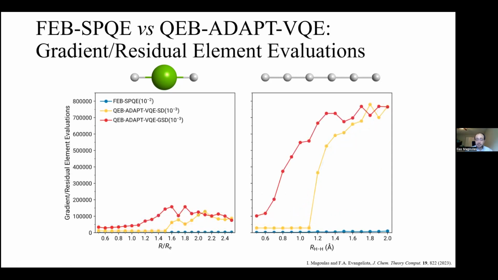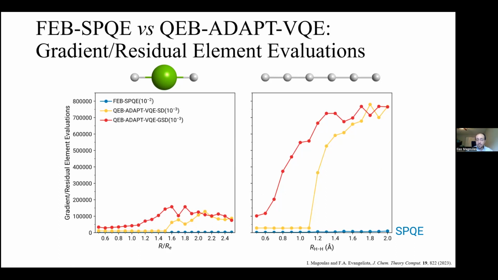Where SPQE has a distinct advantage is when we compare the gradient element evaluations in adapt VQE with the residual element evaluations in SPQE. So in this case, SPQE requires 1 to 2 orders of magnitude less element evaluations. And this can be mainly attributed to 2 factors. So in the micro iterations of SPQE, we use the DIIS accelerator, and this allowed SPQE to converge within around 20 micro iterations.